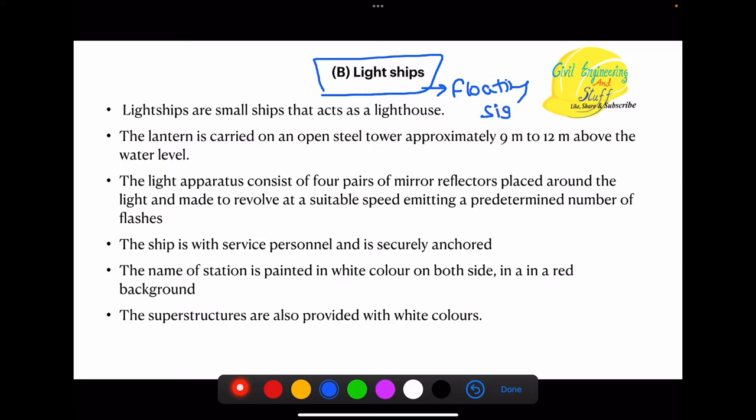So your lightship comes under the floating signal category. Now floating means that it can be used in the sea, right? So basically, this is nothing but a small ship that has the lighthouse facility on it. This ship is embedded with two open steel towers that are around 9 to 12 meters high, and over these there is a pair of mirror reflectors, which enhances the intensity of light, installed over these steel towers.